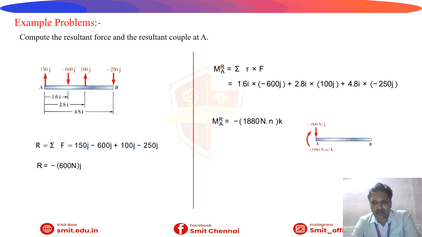Then apply Varignon's theorem: force into distance, the summation of r cross F. We have to multiply the forces with their distances. That is important. Now this is the R, and then we multiply with the distances. You get 1.6 i into minus 600 j. Because at point A one force is there with no distance, that automatically gets cancelled. So the remaining part is only 100 j and minus 250 j. Upon calculation you will get minus 1880 Newton meter.